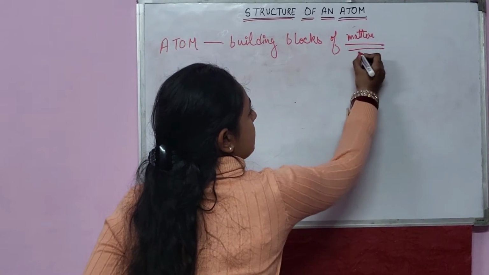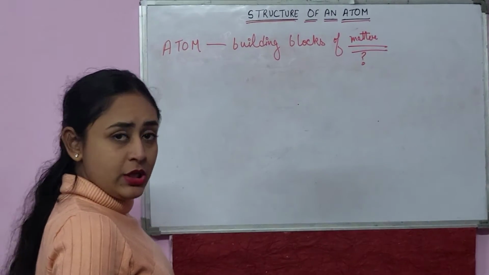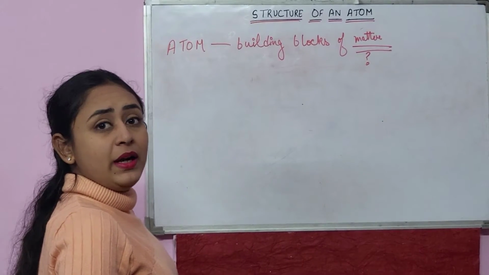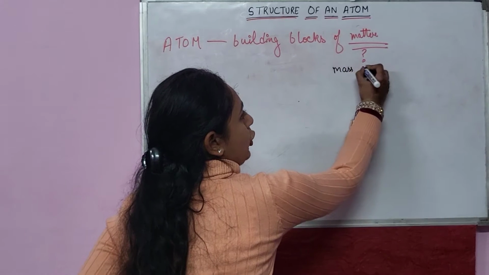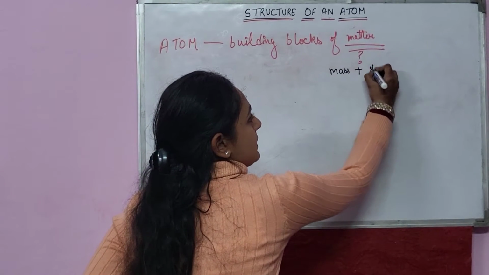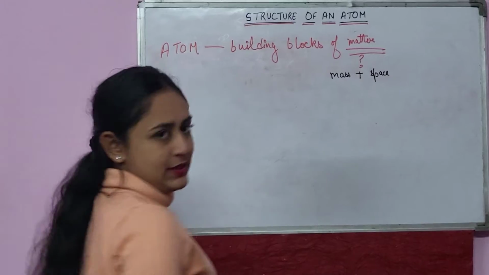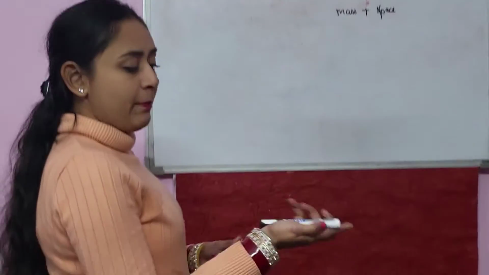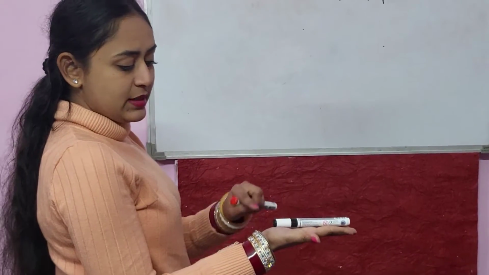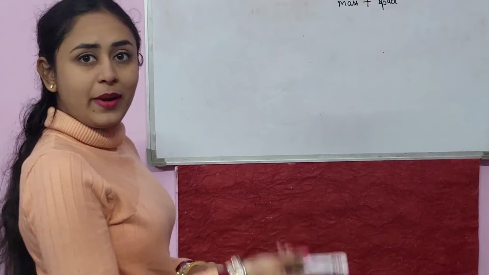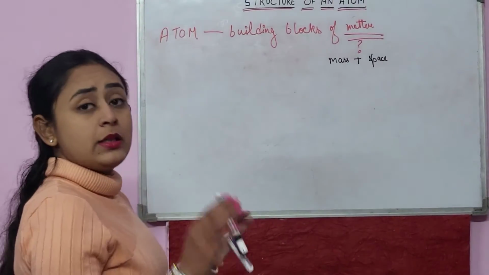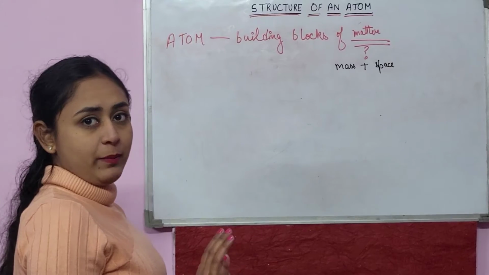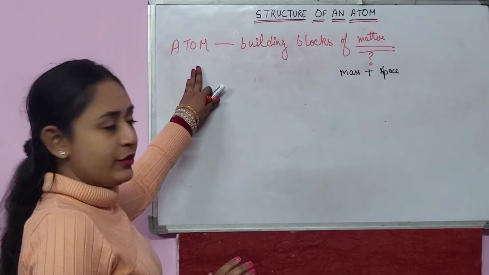Now, what is this matter? Matter is anything that has mass and occupies space. For example, if you see this marker, it has some mass and occupies some space on a table, so this is matter. If we break matter into pieces, the smallest last part of matter is an atom.